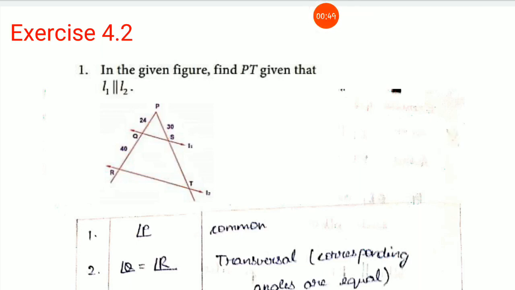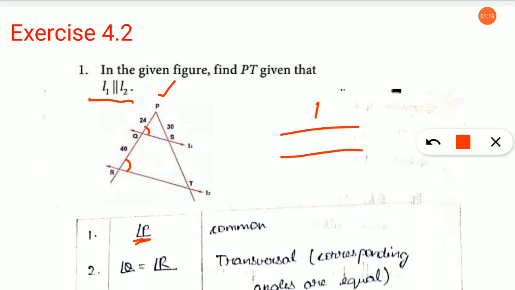First, in order to check the similarity, we are going to take the first angle. This P is common for both the triangles, so I am going to write it as P is common. And then angle Q, this angle and this angle are equal. How am I saying it is equal? Because they have given you one extra line: L1 and L2 are parallel. If two lines are parallel, then the transversal line cut will have the same corresponding angles.